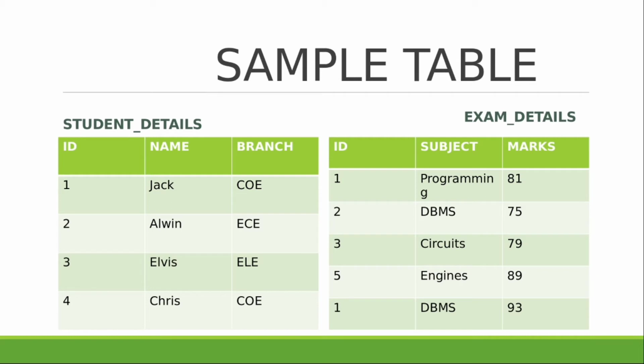Now, what exactly will the primary key here be? The second option will be marks, but marks also cannot be the key, because two students can obviously score same marks in same subject or anything like that. And the third option is subject. Now, subject can also not be the primary key, because two students can give exam of a particular subject. Like in this case, you can see the DBMS exam is given by ID2 as well as ID1.